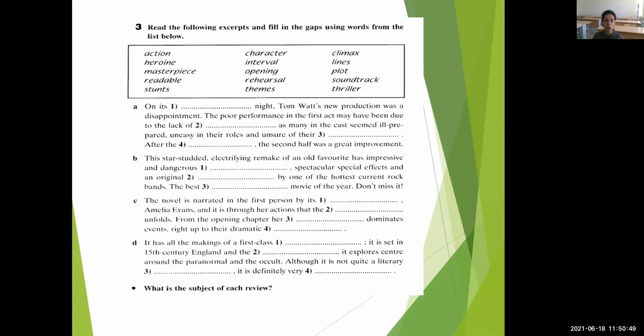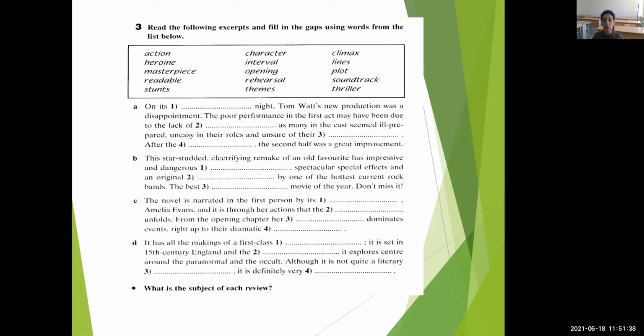For example, let's read the first one. A1. Tom Watt's new production was a disappointment. The poor performance in the first act may have been due to the lack of what? As many in the cast seemed ill-prepared, uneasy in their roles and unsure of their what. After the interval, the second half was a great improvement. B1. This star-studded, electrifying remake of an old favorite has impressive and dangerous what? Spectacular special effects and an original soundtrack by one of the hottest current rock bands. So the best movie of the year, don't miss it.